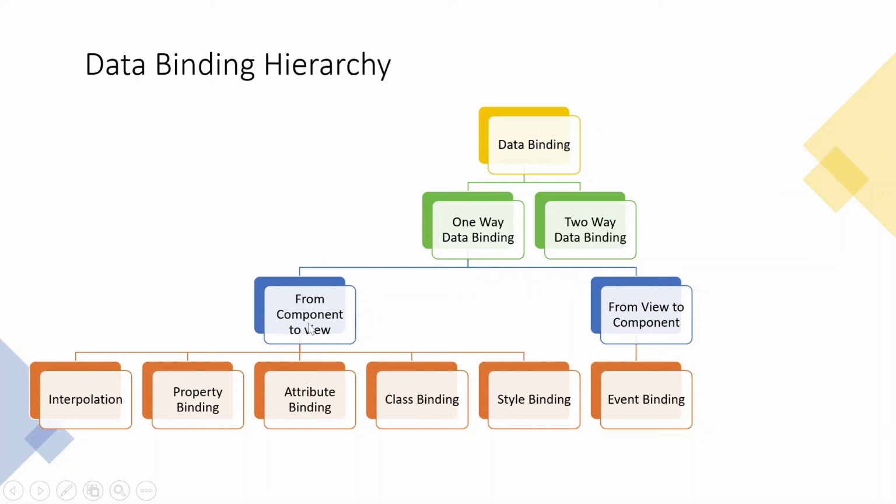From component to HTML DOM, we have different types of data binding. We have interpolation, we have property binding, we have attribute binding, we have class binding, we have style binding. And from view to component, we have event binding. So this is how a data binding hierarchy tree looks like.